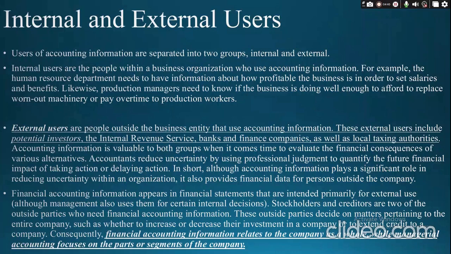Financial accounting information appears in financial statements that are intended primarily for external use, although management also uses them for certain internal decisions. Stockholders and creditors are two of the outside parties who need financial accounting information. These outside parties decide on matters pertaining to the entire company, such as whether to increase or decrease their investment in a company or to extend credit to a company. Consequently, financial accounting information relates to the company as a whole, while managerial accounting focuses on the parts or segments of the company.